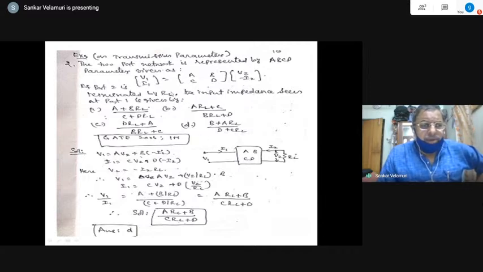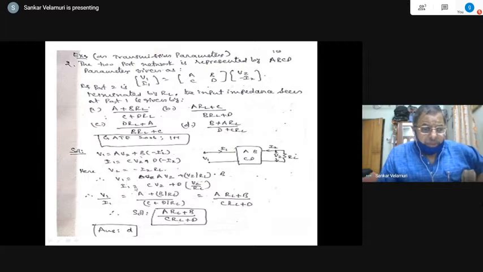So V1 by I1 is referred to as the input impedance, right? V1 is expressed in terms of A into V2 plus B into minus I2. I1 is equal to C into V2 plus D into minus I2. So V2 is equal to minus I2 into RL. The circuit has been drawn here. So RL is the corresponding load resistance that is terminated, meaning connected. That is the meaning you have to take. So V2 is equal to minus I2 into RL. So substituting, minus I2 is equal to V2 by RL in the first equation.